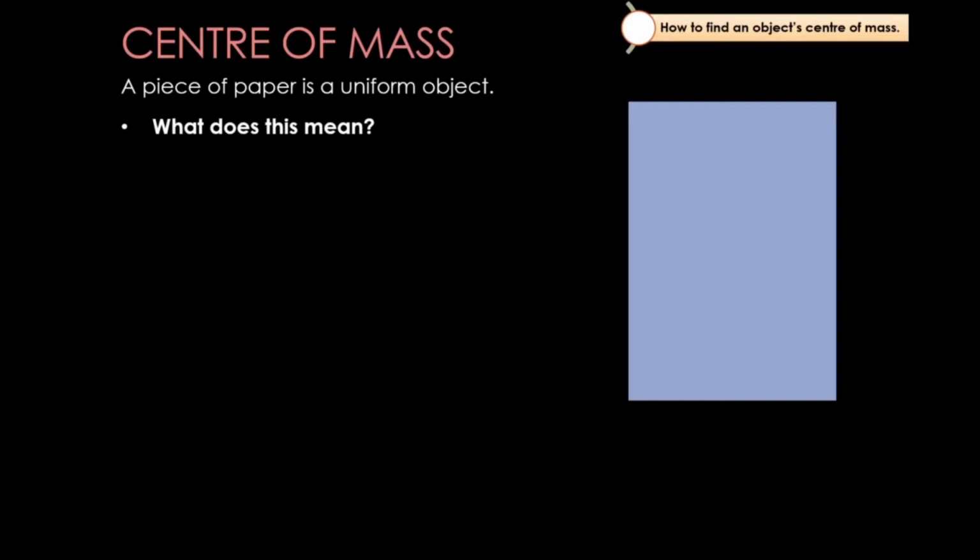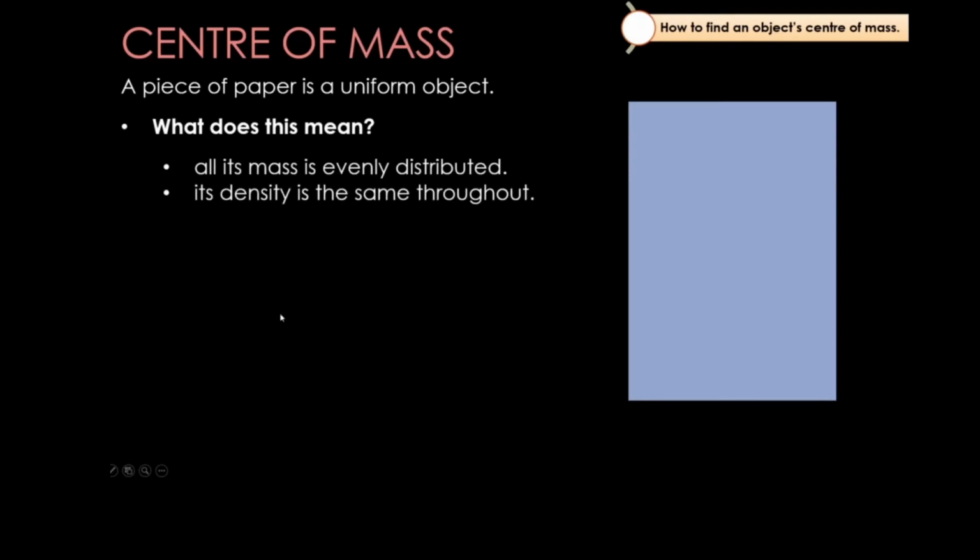What's the other thing? So its mass needs to be evenly distributed. And what is the other thing? Farhan coming in: all mass evenly distributed and the density the same throughout. Fantastic. So those are the two things that we need to have for a uniform object. So a piece of A4 paper or a piece of card has all of its mass evenly distributed and its density is the same throughout. So we can describe it as being a uniform object.